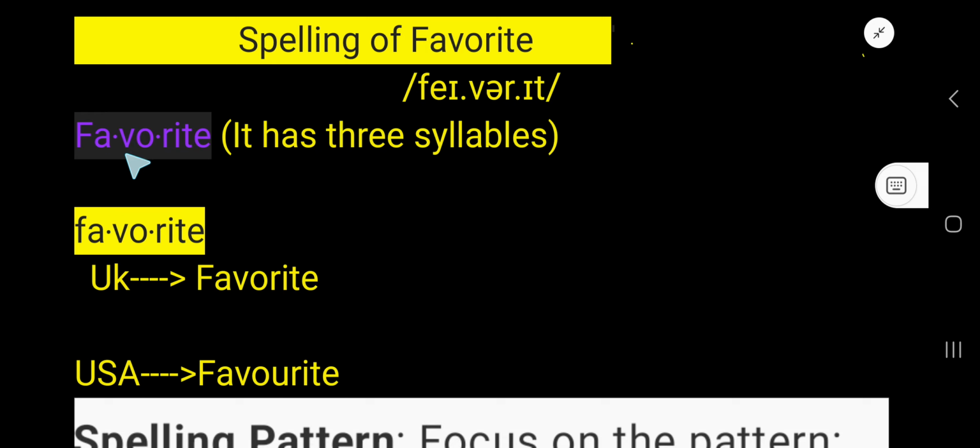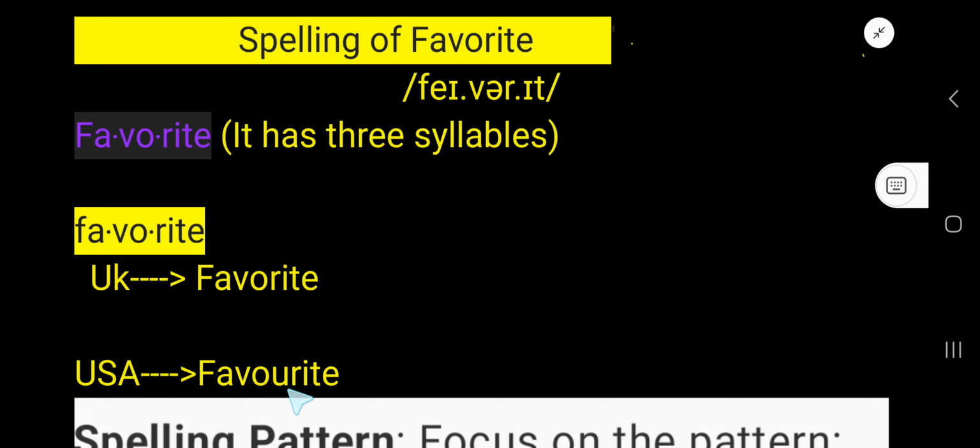Fa, this is one syllable. Then vo, this is another syllable. And rit, right, this is another syllable. If you add these three syllables, then you will get this word, and this word is pronounced as favorite. Favorite. Okay.